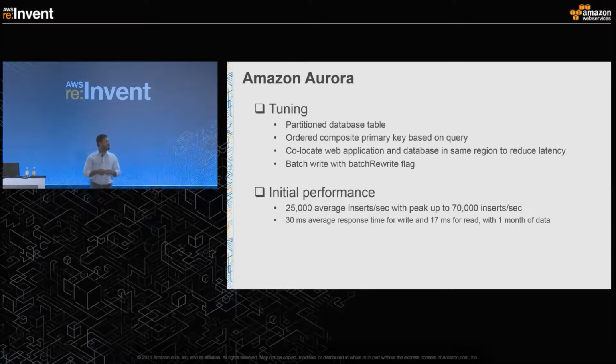So this was around the time Amazon introduced Aurora. We had a portion of the team tinkering with it. We were able to use a lot of our learnings from MySQL and port it over. And right off the gate, we saw much improved performance of about 25,000 writes, inserts a second, with peaks of up to 70,000. This was with one month's worth of data. And our reads and writes were super fast as well.